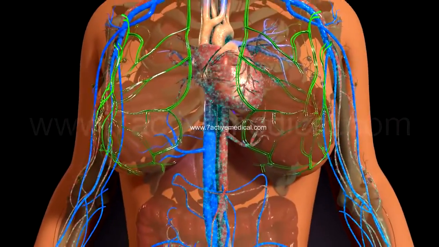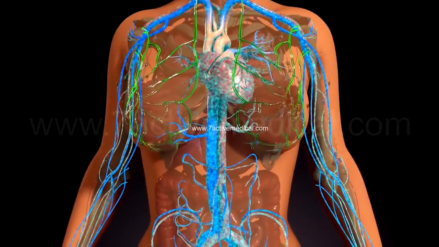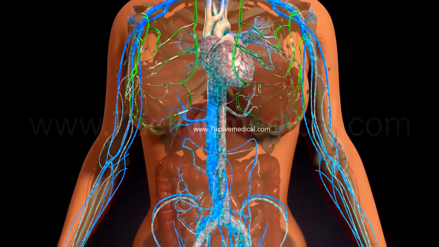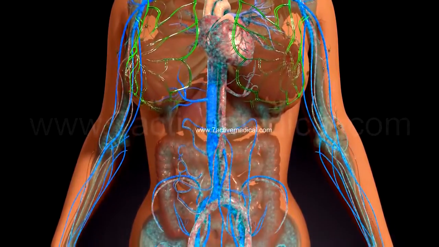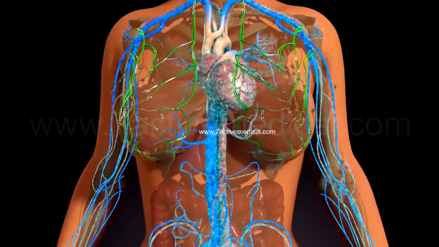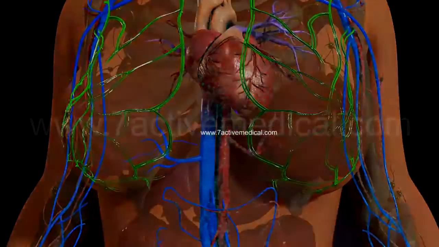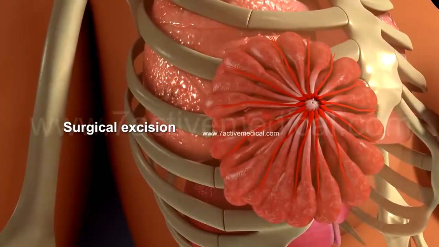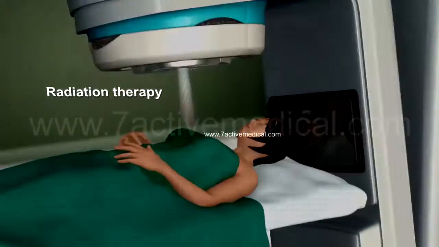The objective of chemotherapy is to reduce or eliminate cancer cells in the original tumor site as well as in the other sites of metastasis. Chemotherapy may be either a primary or secondary means of cancer treatment, along with surgical excision and radiation therapy.